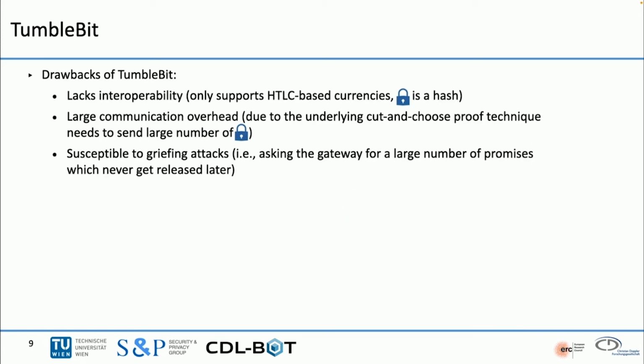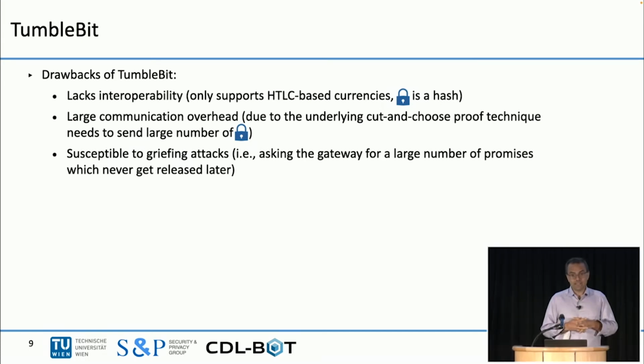Now, this in fact solves most of the problems we have with payment channel hubs and achieves some degree of interoperability plus privacy and atomicity. But interoperability is limited because the construction in Tumblebit relies on HTLCs, which for instance means it cannot be applied to cryptocurrencies like Monero or Mimblewimble or others that do not support hash-time lock contracts. Also, there is a large communication overhead, which is essentially induced by a cut-and-choose proof technique that is used in the protocol realization. And interestingly enough, this construction is affected by griefing attacks.